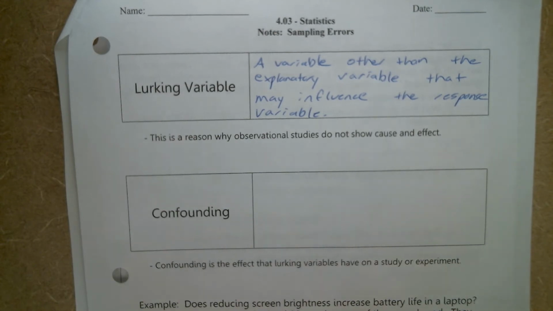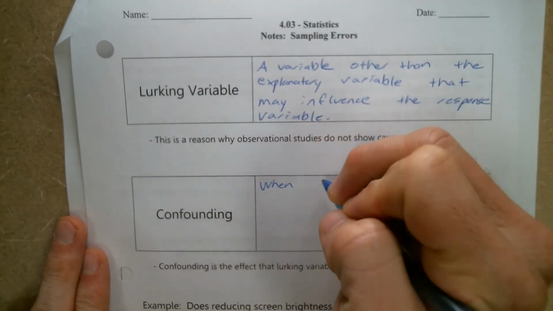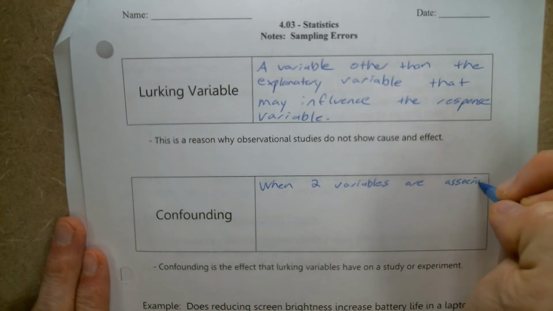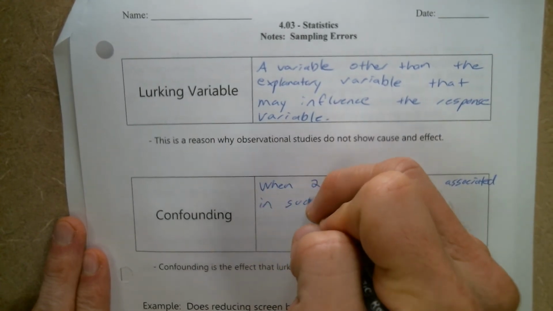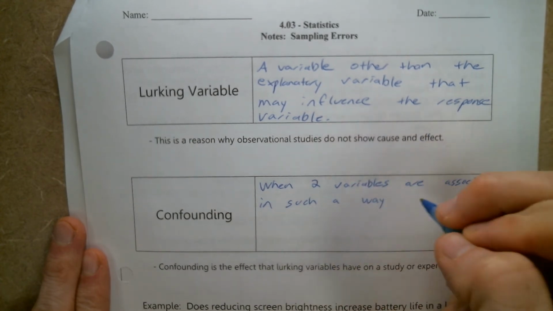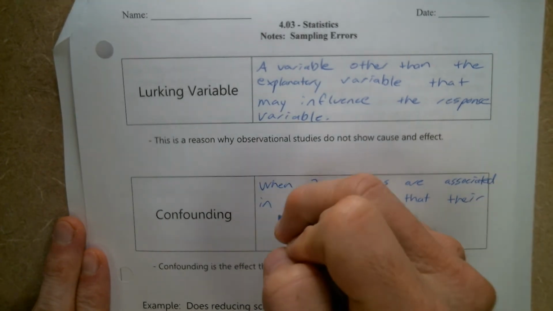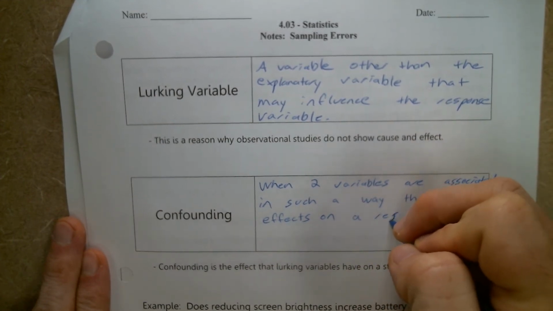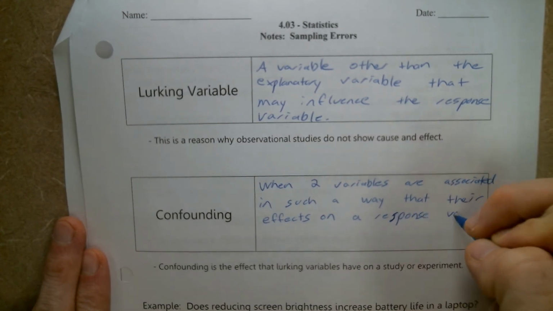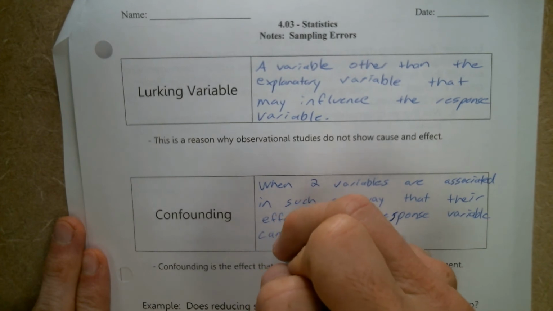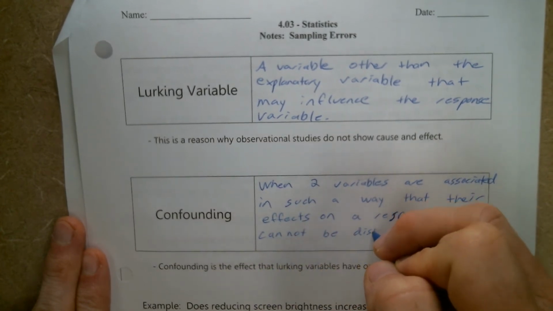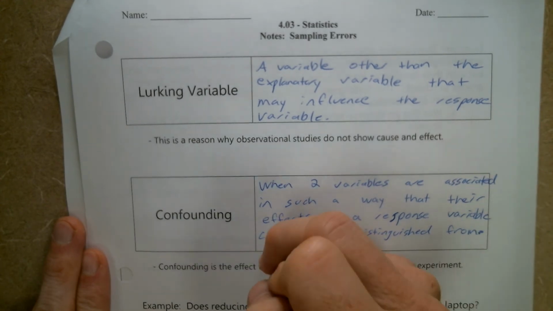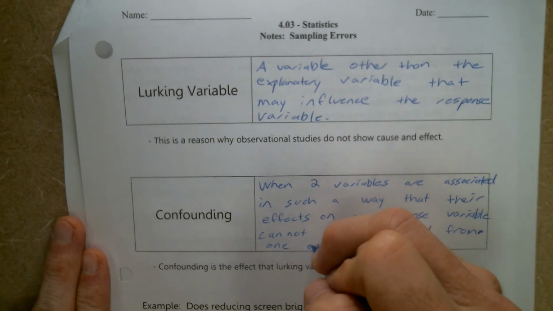All right. Now, what is confounding? All right. Confounding is when two variables are associated in such a way that their effects on a response variable cannot be distinguished from one another.